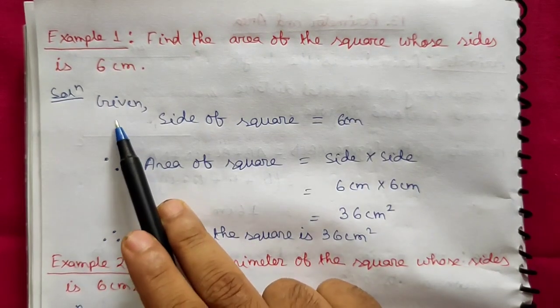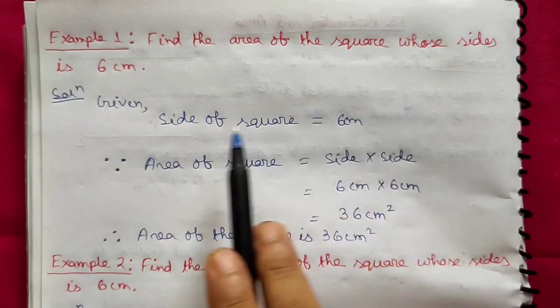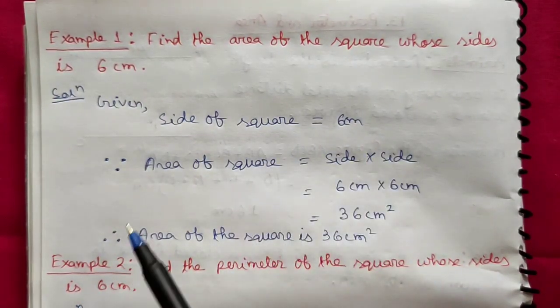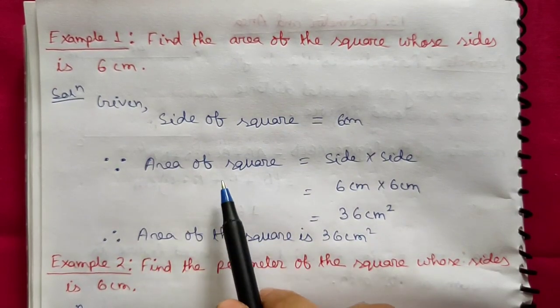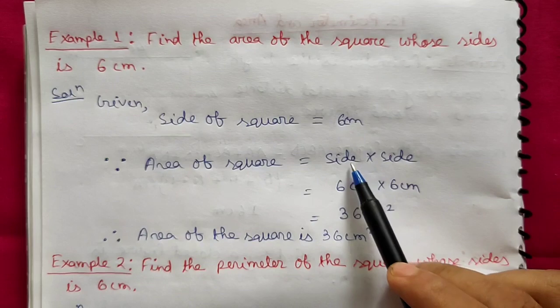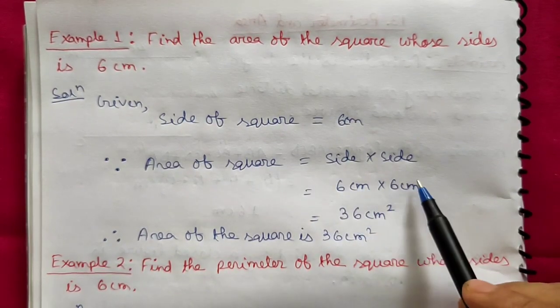So let's start. First we have to write what information is given in the question. Here, the side is given, 6 centimeter. So we write: side of square equal to 6 centimeter. And since we know that the area of a square is side into side, we just put the values in: 6 centimeter into 6 centimeter.